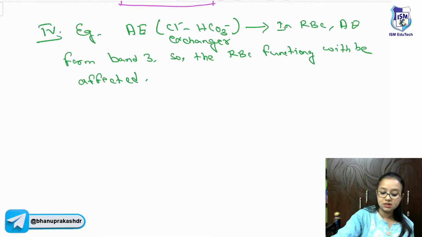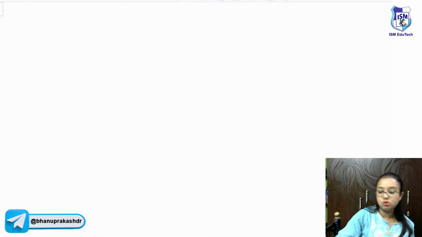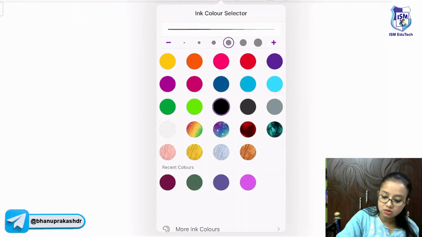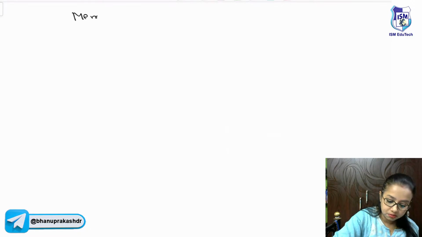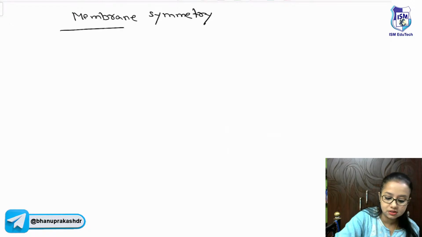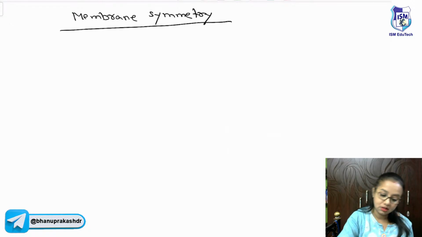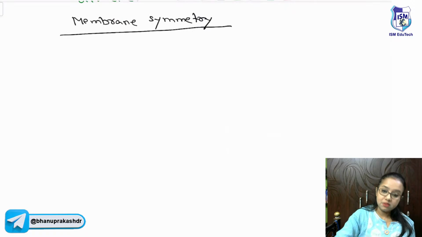Okay, so these are the examples of the secondary active transport and its implication if it is not working properly. Another thing in context to membrane physiology that you have to remember is membrane symmetry, after which we will discuss the membrane fluidity. Now, membrane symmetry. All this while, what did we study?